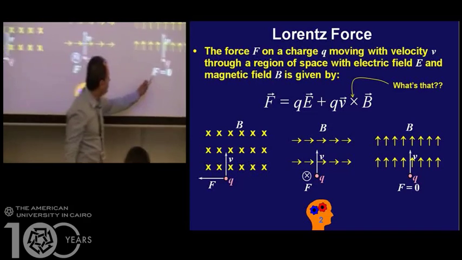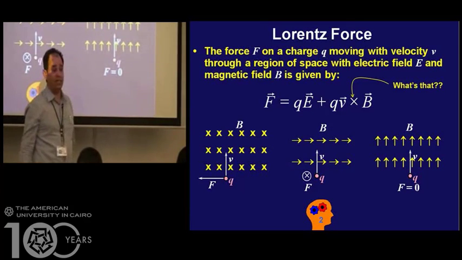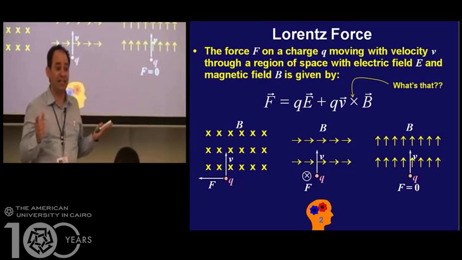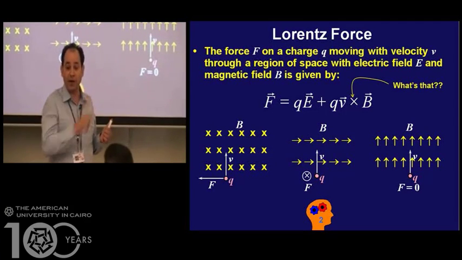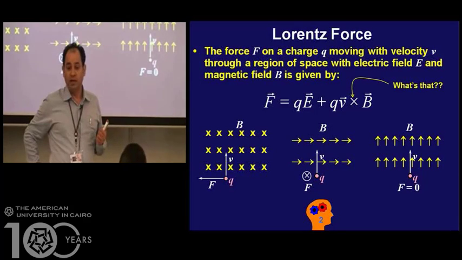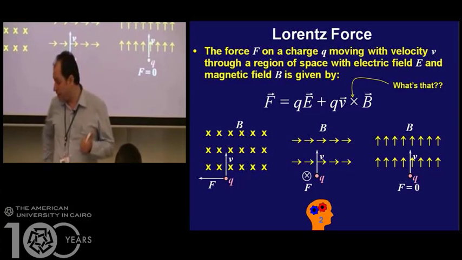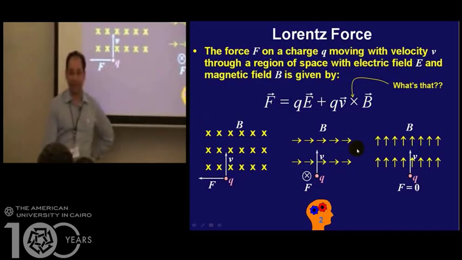How about here? The velocity and the magnetic field are parallel. And the condition is the force has to be perpendicular to the two of them. Actually, if the velocity is parallel to the magnetic field, the force in there is going to be zero.